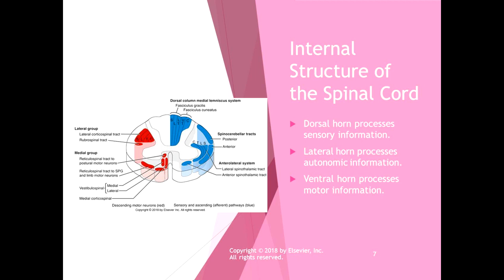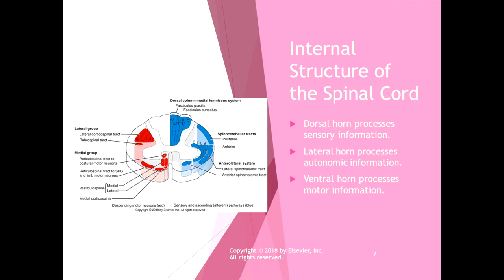So the different areas of the gray matter of the spinal cord are separated into horns. So dorsal horn, lateral horn, and ventral horn. So the dorsal horn is the posterior section of gray matter within the spinal cord that processes sensory information. The lateral section of gray matter is called the lateral horn. Depending on which level you are, it doesn't always show up as a horn.